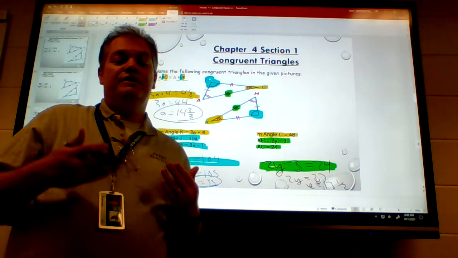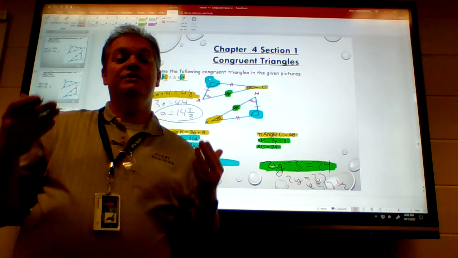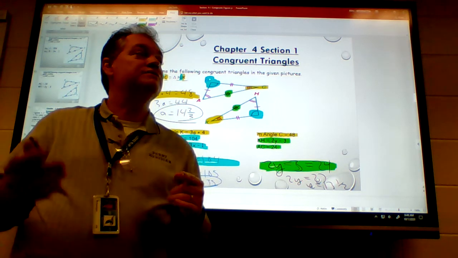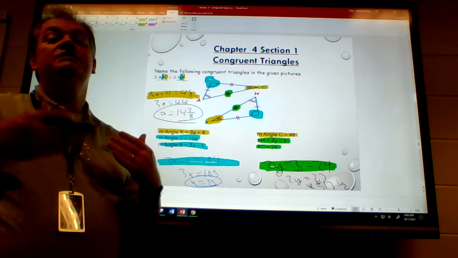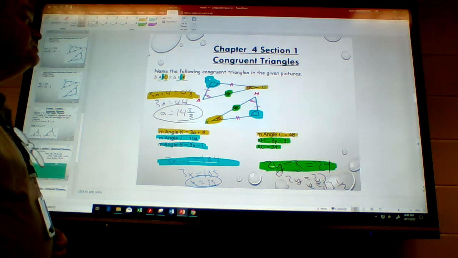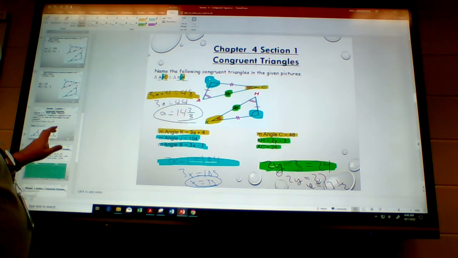But remember, the congruent statement is so important. It tells you what is congruent. It tells you which angles are congruent. The first angles are congruent. The second angles are congruent. And the third angles are congruent. It also tells you which segments are congruent as well. So you really, like I said earlier, you don't need a diagram, but it's always good to have one.